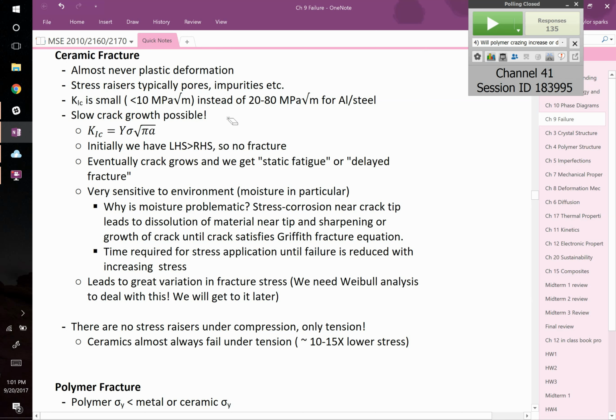That's low for most ceramics, whereas metals like steels and aluminums can be 20 or 80 or different values. And polymers can be kind of in between, actually can be around ceramics, okay? Something called slow crack growth is possible, right?